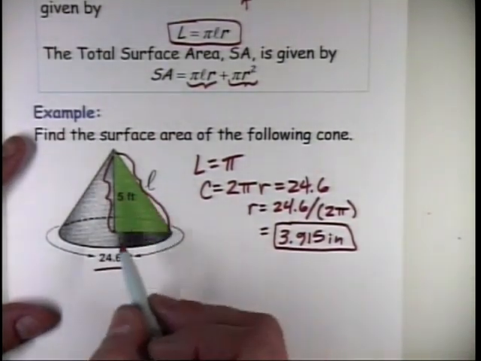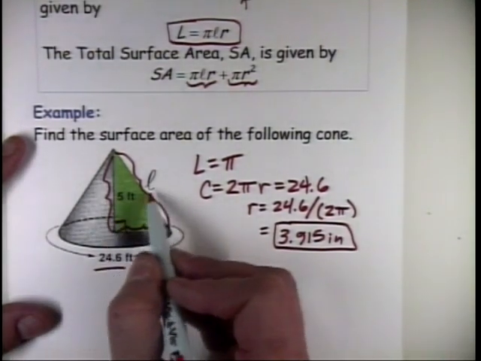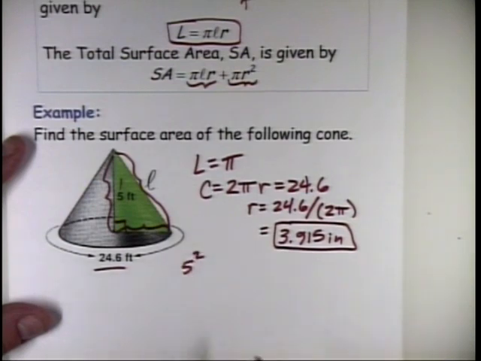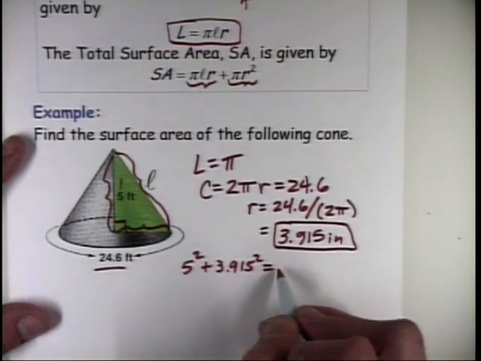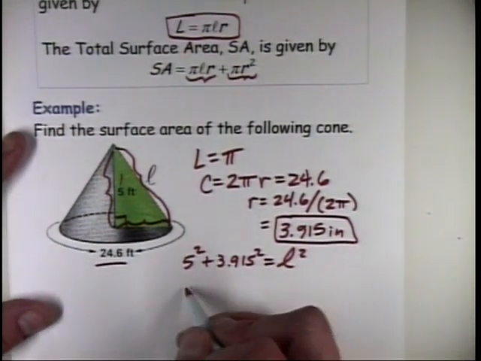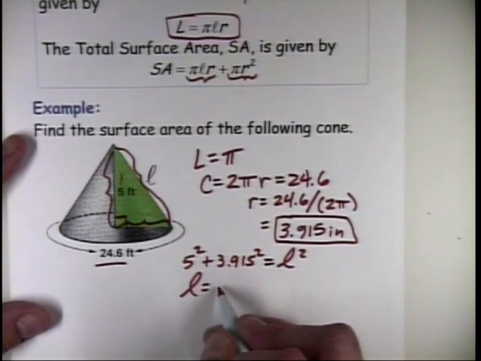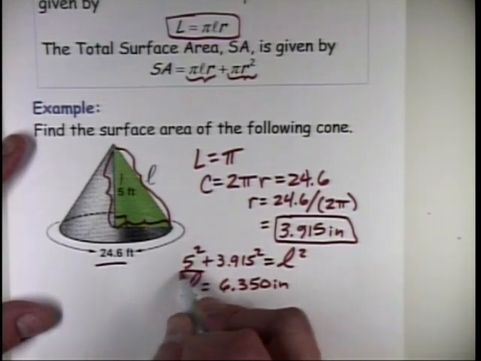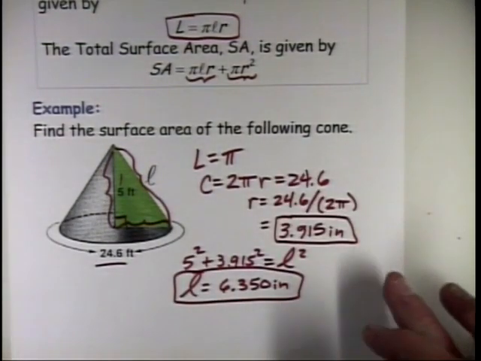Now I need to find L. Well, if this right here is 3.915, this forms a right triangle. So L is the hypotenuse of this green right triangle. So I can say that 5 squared, which is the height, plus 3.915 squared equals the slant height squared. And solving for L by taking the square root, I get approximately 6.350. Okay, so now that I have the 2 pieces of the puzzle that I need for my equation in hand, we can go ahead and do that.